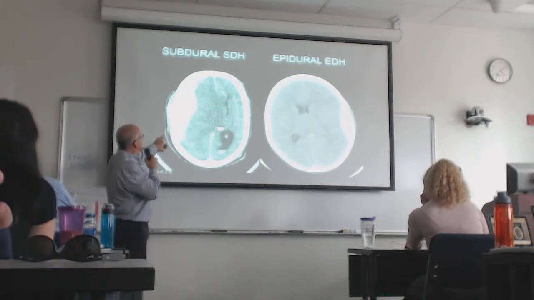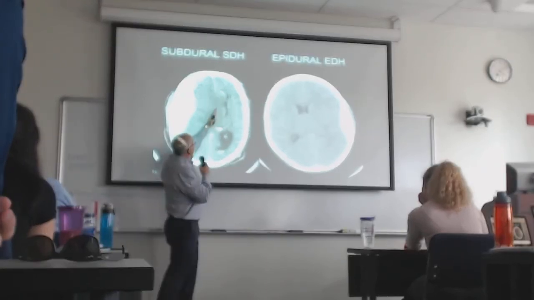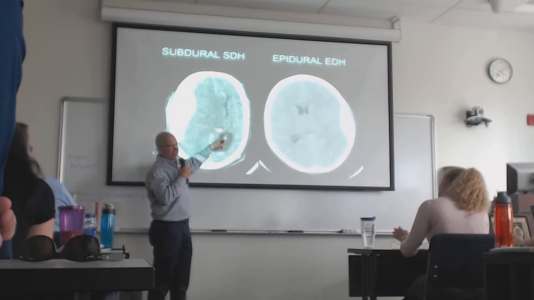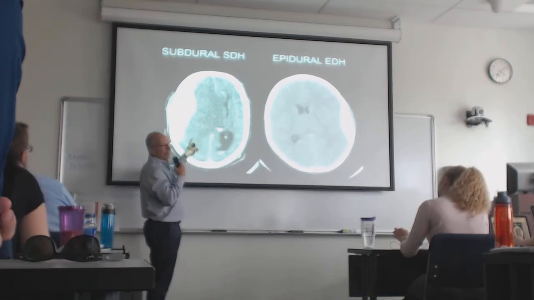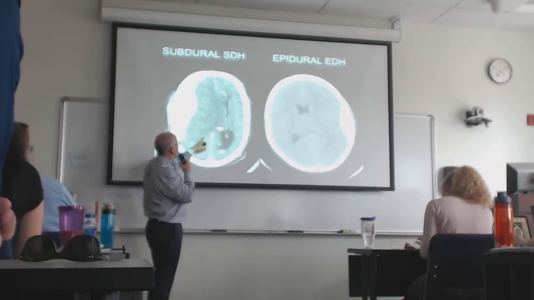So here's a big subdural. Look how the falx is being bowed. Everything's being pushed. The atrium of the left lateral ventricle is really dilated. I don't see the right lateral ventricle at all. Right? So this is obviously not good.